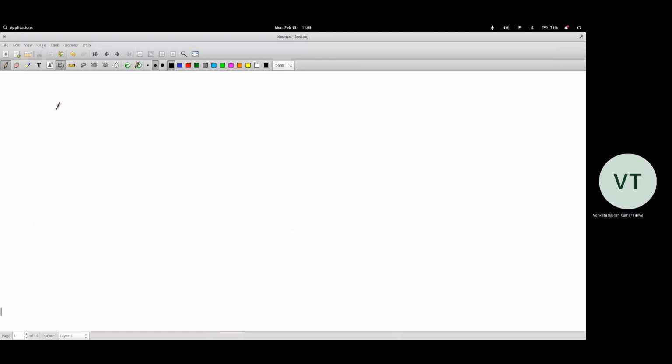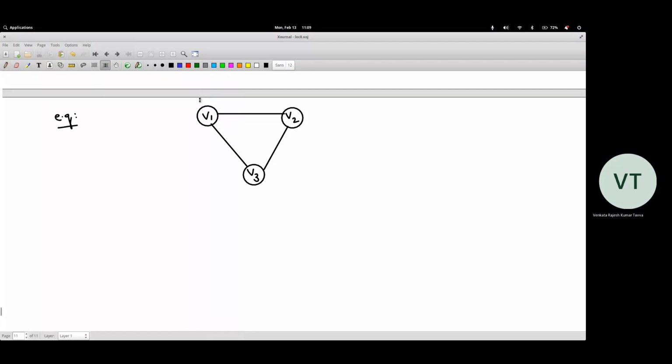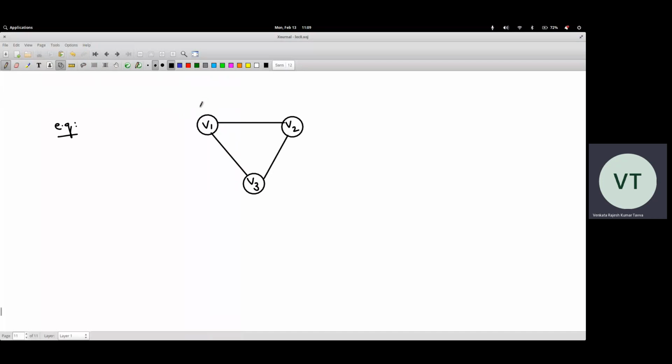So if you take three vertices and imagine there are edges between all the three, and there can be a self loop on any of the vertices. Let's say V1 has a self loop on itself. Okay, so let's call this graph G1.